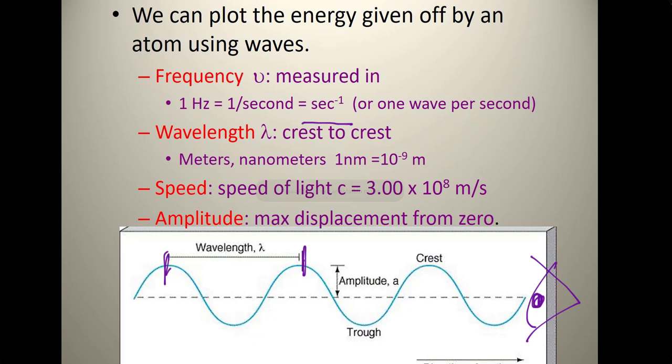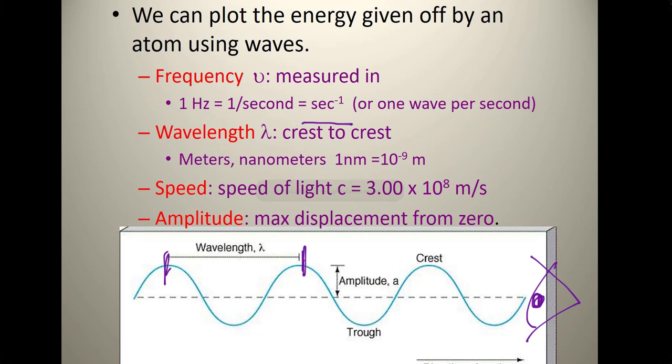The speed that all this light travels is the speed of light, and that is represented as the letter c. So c is the speed of light, just like in Einstein's famous equation, E equals mc squared. That c is the speed of light, and its value is 3 times 10 to the 8th meters per second.